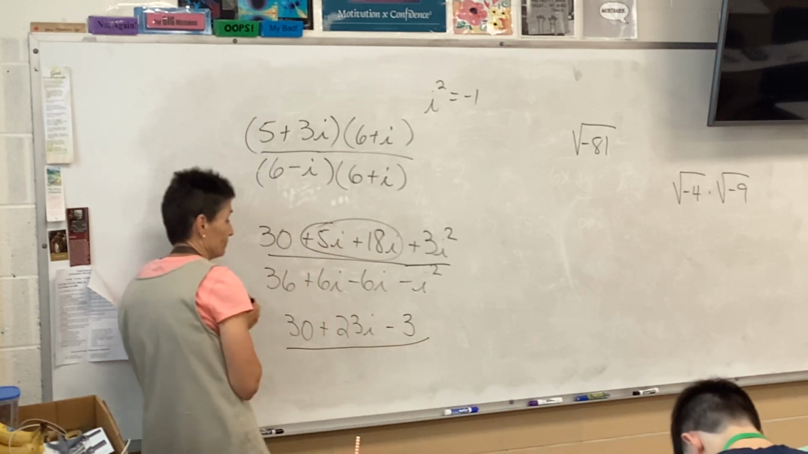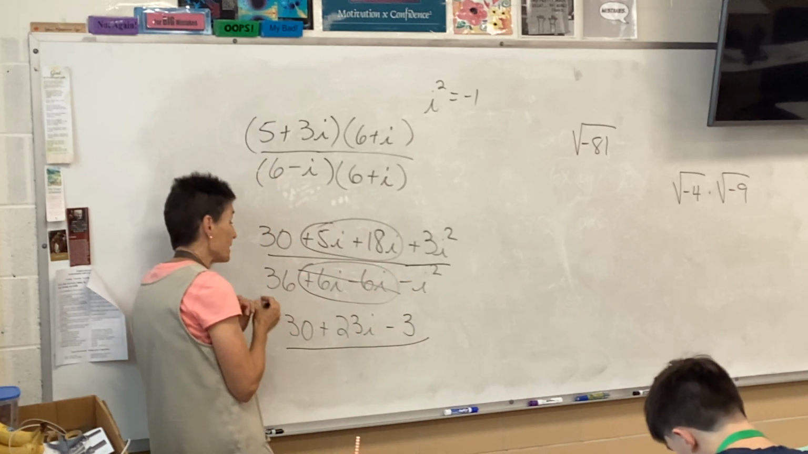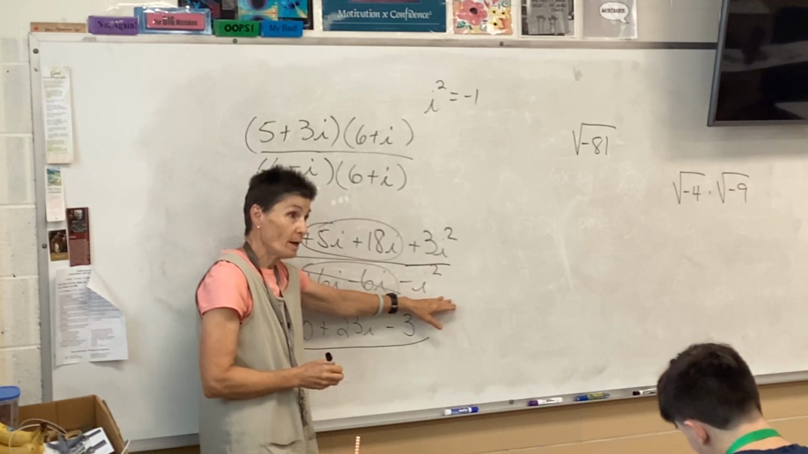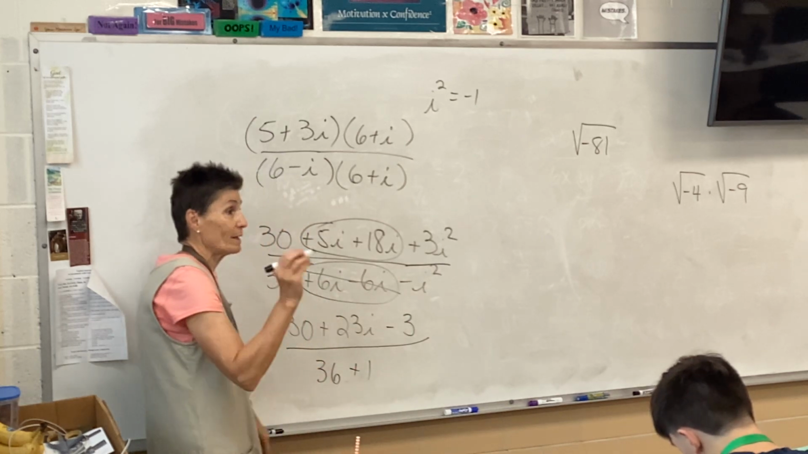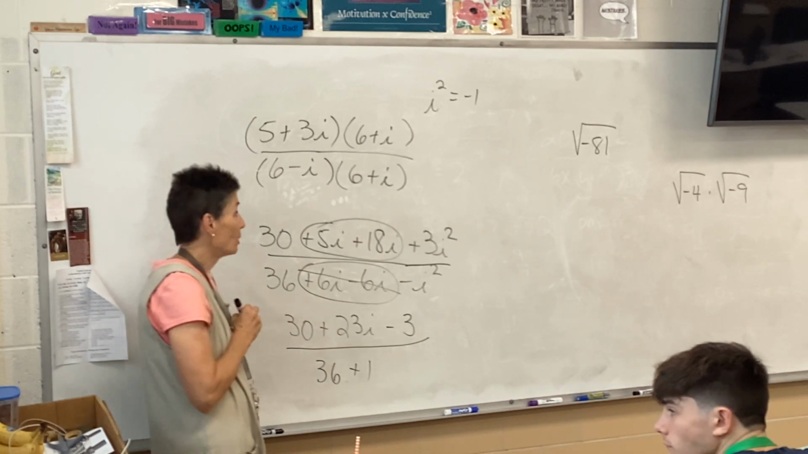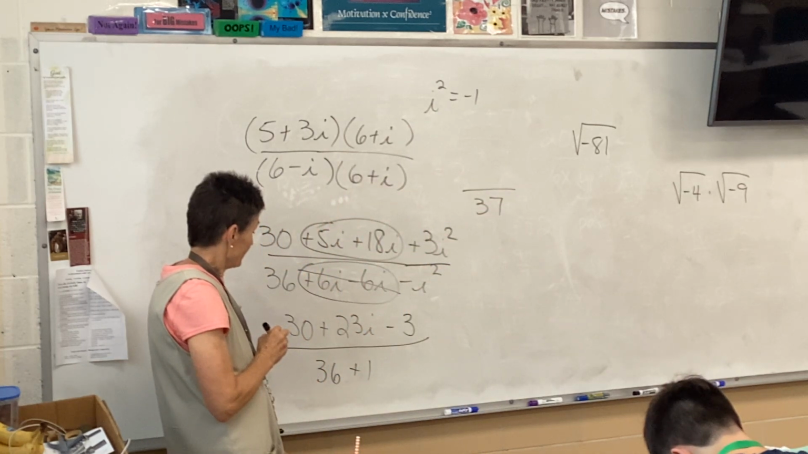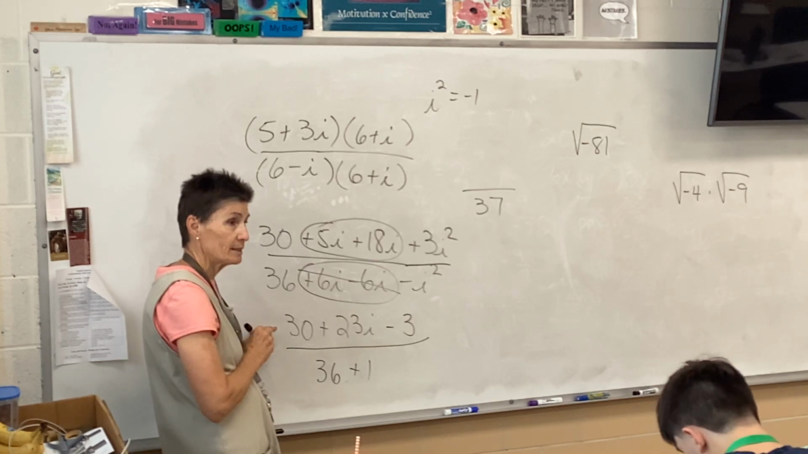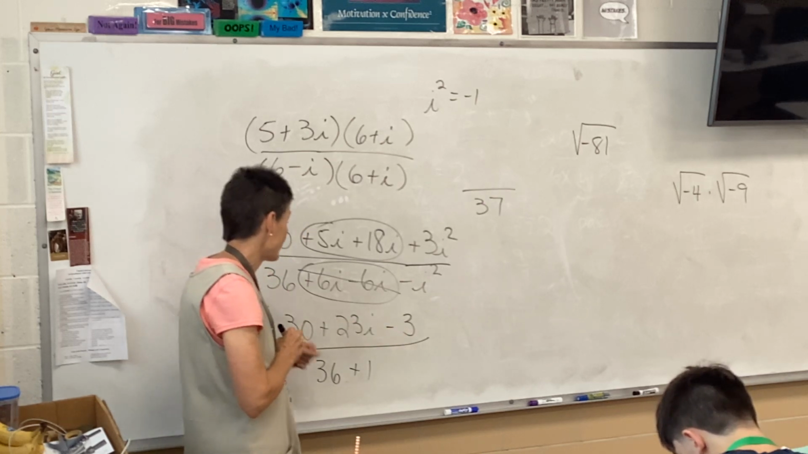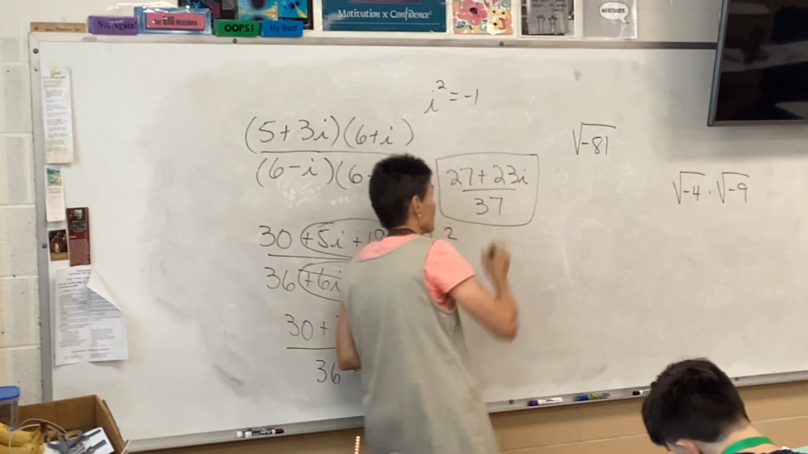All right, what about the bottom? What happens to these guys? They cancel. That's why we did it. Because now on the bottom we have our 36, and then what do we have here? +1. So remember what Kate said? You can't have an I on the bottom. Do I have an I on the bottom anymore? No. On the bottom now I have a 37. Now what about the top? Is there anything else I can do to clean up that top? I can do these two, right? So that gives me what? 27 plus 23I. And that is the answer to the question.